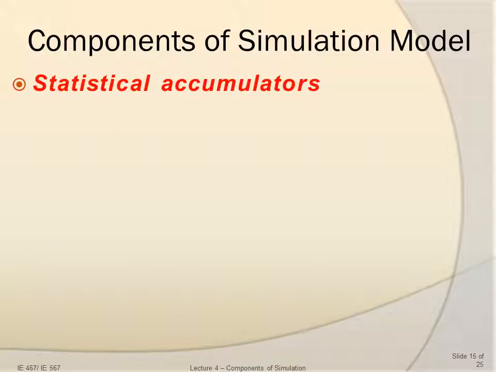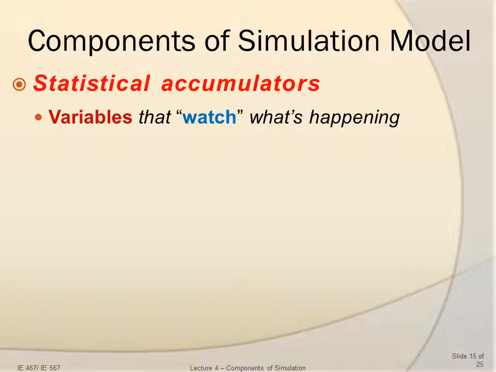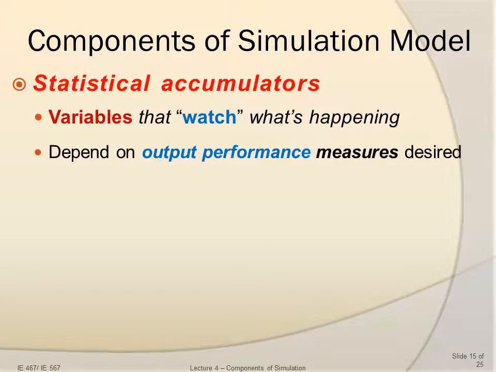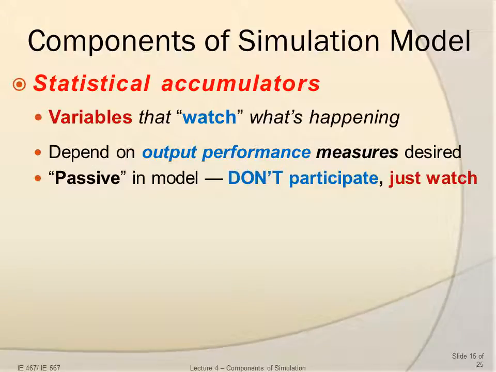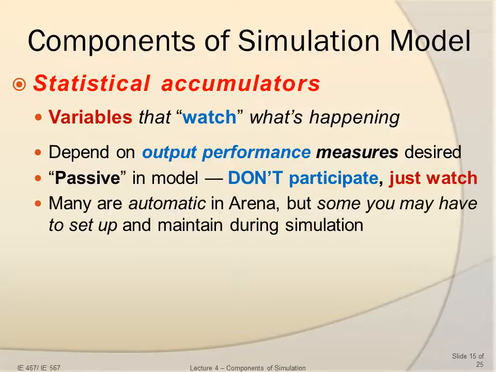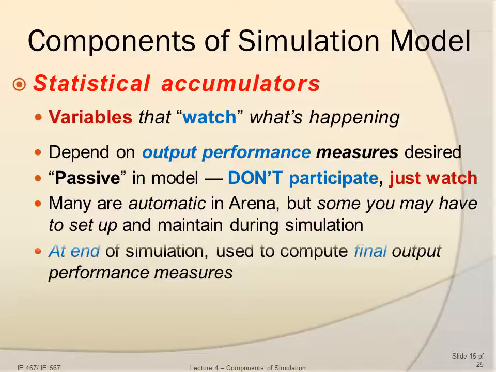Another key component of a simulation model is the statistical accumulator. Statistical accumulators are variables that watch what's happening. They depend on the output performance measures desired, and they're passive in the model. They do not participate, they just watch. Many are automatic in Arena, but some you may have to set up and maintain during simulation. At the end of the simulation, they're used to compute final output performance measures, and we'll look at how to use the statistical accumulators later.